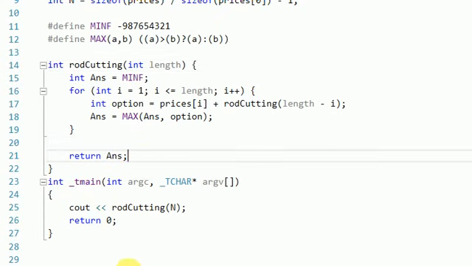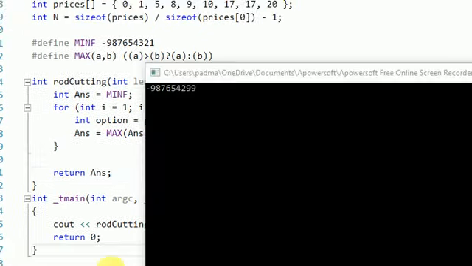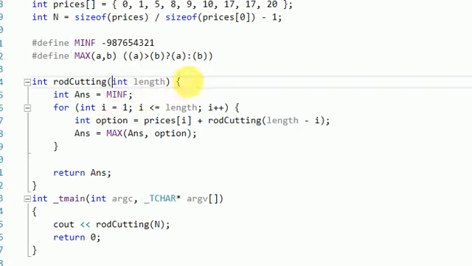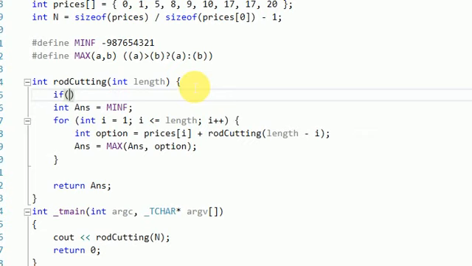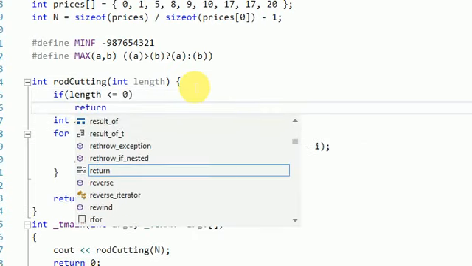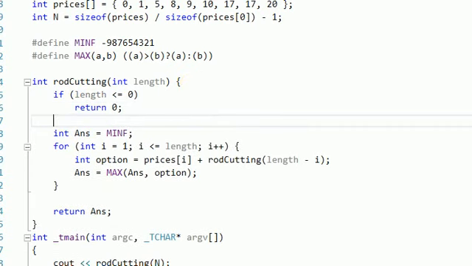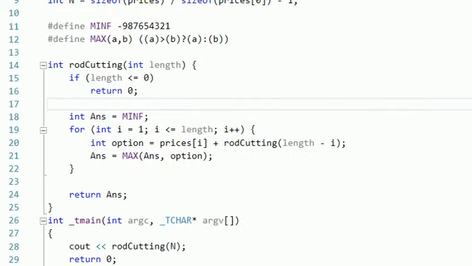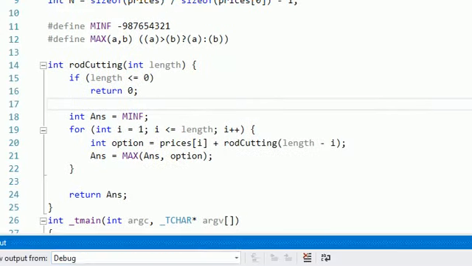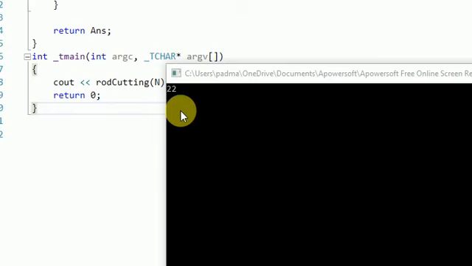Okay, let's debug this and find the output that we are going to get. We got an answer of minus infinity. We have made one mistake: we didn't include the base condition. If length is less than or equal to 0, it means there is no length, so we have to return 0. Okay, let's debug again. Now the answer is 22.